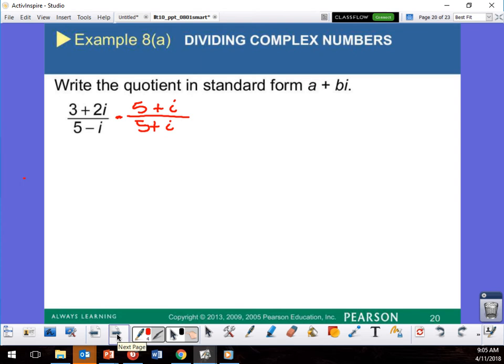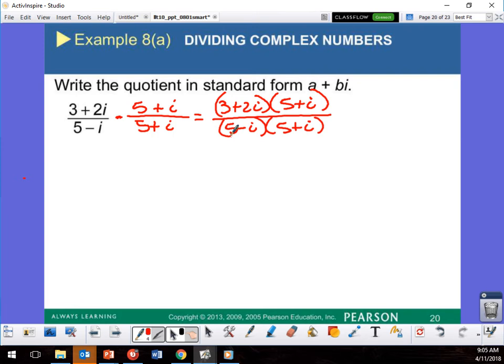This is going to happen every time when I multiply by the conjugate. So we look at the bottom, the denominator of my fraction. This is 5 minus i. I multiply by the conjugate, which is 5 plus i. In the numerator, it's going to be 3 plus 2i times 5 plus i, over 5 minus i times 5 plus i. Which cancels. Okay, it's not going to cancel. I have to distribute this.